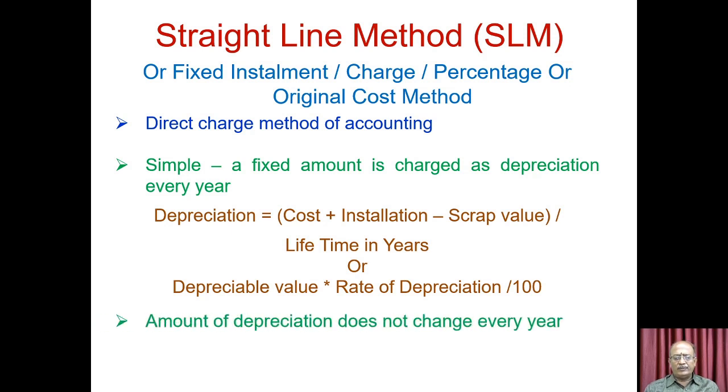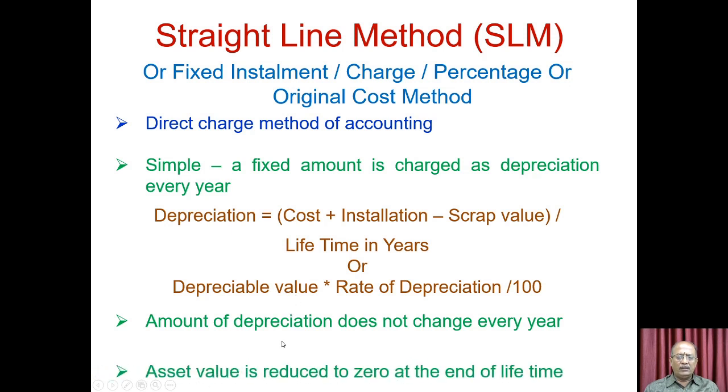Now the amount of depreciation will not change every year. That is one concept here. In straight line method, every year the depreciation amount is going to be constant because the cost, or the depreciable value, is going to be constant. And again the asset value is reduced to 0 at the end of the lifetime, because every year a certain portion is written off. At the end of the lifetime, the total depreciable value will be written off and the residual value, if any, will be realized, so that the account will get normally closed.